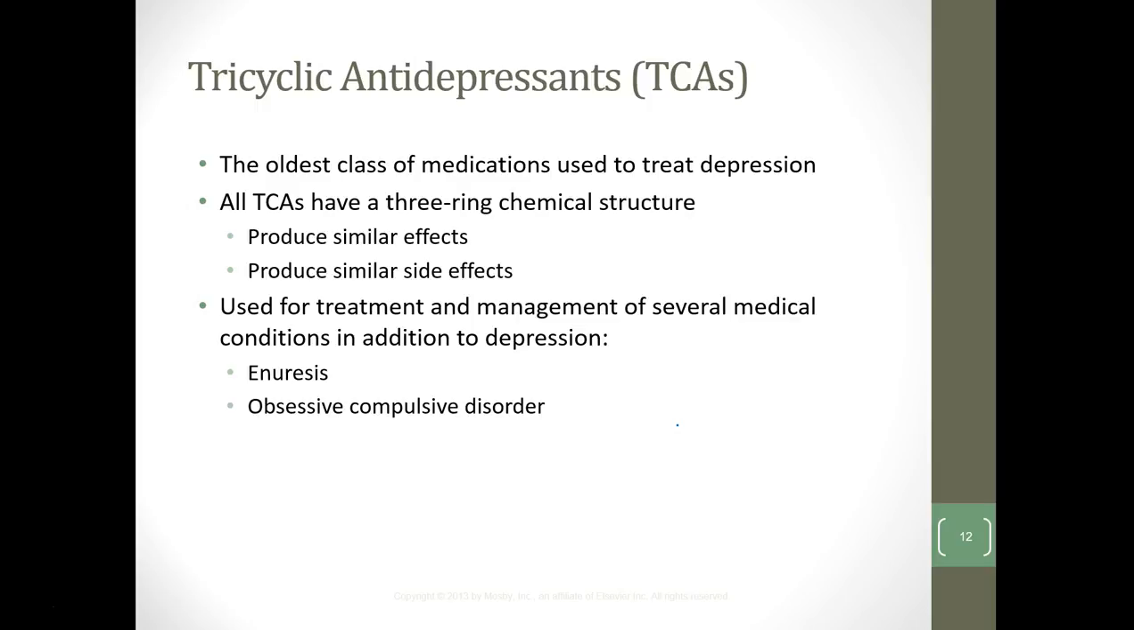Now there are what we call 2 generations. There are some older TCAs and some newer TCAs, and I'll talk a little bit more about that in just a minute. Now, tricyclics are used in the treatment of depression, but they also have some additional uses, including obsessive compulsive disorder, which was talked about in the last chapter, and then enuresis. So enuresis is bedwetting, also known as nocturia.